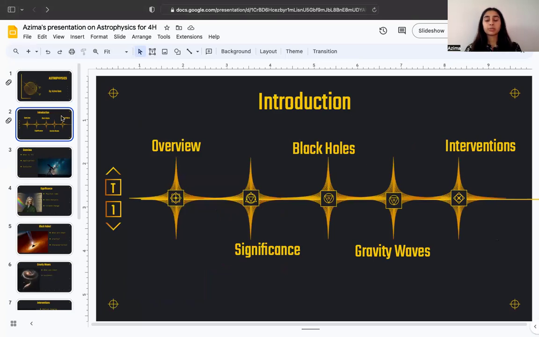For my introduction, I'm going to be talking about 5 topics: an overview of what astrophysics is, the application, the evolution, significance, how it's used, climate change, and how it affects astrophysics, data analysis, and physical laws, black holes, gravitational waves, and interventions.